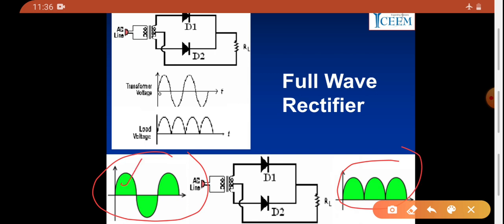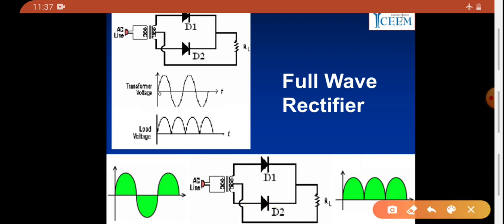For the positive half cycle, again this will be the positive terminal and this will be the negative terminal. So which diode will be on out of the two diodes, D1 and D2? The anode of D1 is connected to the positive terminal, whereas the anode of D2 is connected to the negative terminal. So D2 will be in off condition and D1 will be in on condition.